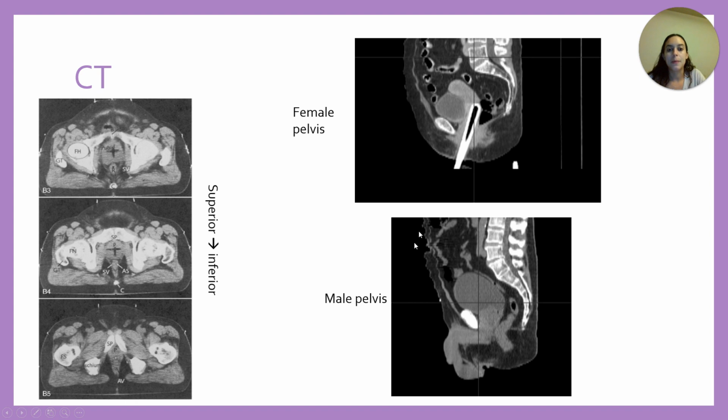In the male pelvis, this sagittal view helps you appreciate. So this is your pubic bone, the pubic symphysis bone. This big structure here is the bladder, very full bladder in this patient. This right here, sandwiched directly inferior to the bladder, is the prostate, and directly posterior to the prostate is your rectum, or the male rectum. And obviously this would be the penis.